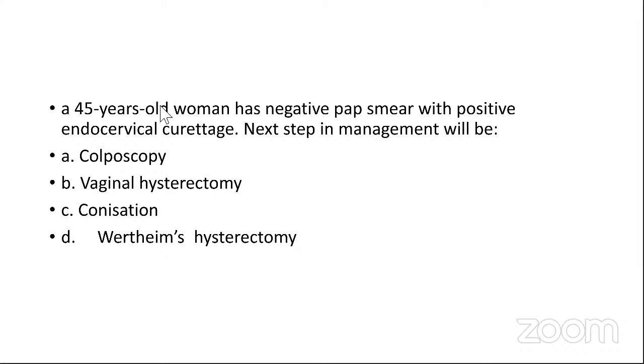Next, a 45-year-old woman has negative pap smear but positive endocervical curettage. Next step in the management will be: colposcopy, vaginal hysterectomy, conization, Wertheim's hysterectomy.